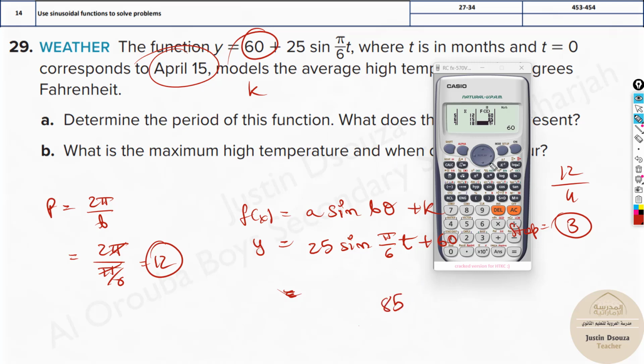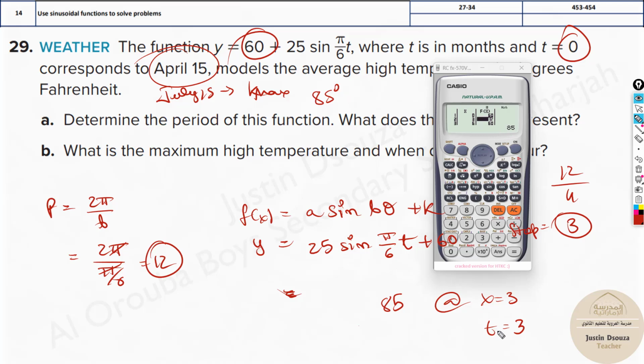Now, when does this maximum occur? If we go up, when was the initial maximum occurring? After 0, the x value is 3. At x is equal to 3. Now, let us make sense of what this is. The x value is basically over here the t value. That means when the time is 3, over here time is in months. So, after 3 months from the initial, at 0 we have 60 degrees. That is in April 15th. After 3 months, that is April, May, June, July 15th, you will have the maximum of 85 degrees.